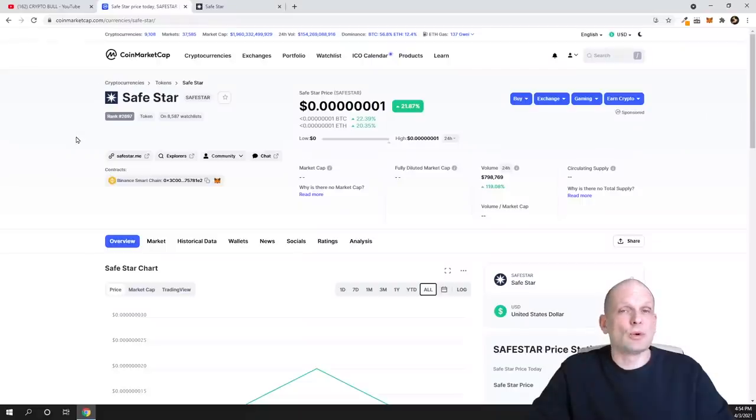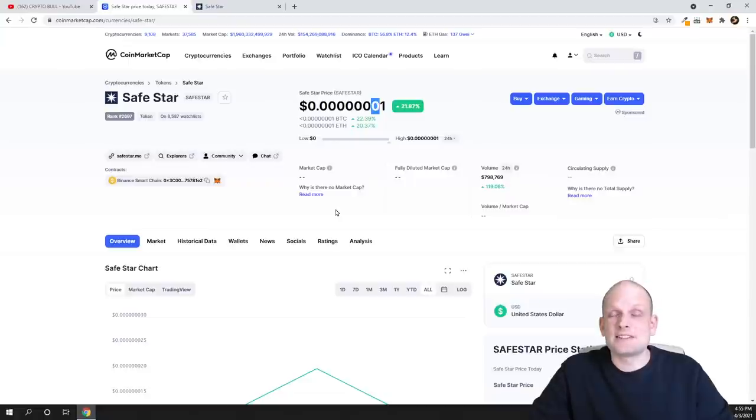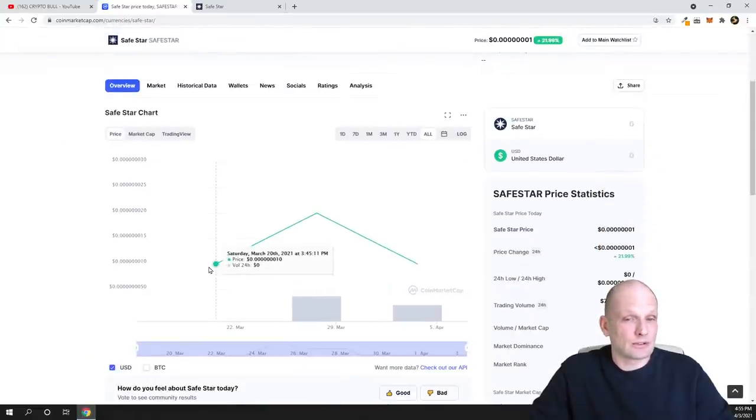Today we will be reviewing a very high risk and very new project, which is Safestar. Currently its price is very low. It is very far even from being tens of cents, thousands of cents, and even 10,000s of cents. This project is very cheap just because its circulating supply and its maximum supply are very huge, guys. It's about 1 trillion. I will show you a little bit later, but this is an absolutely new project.